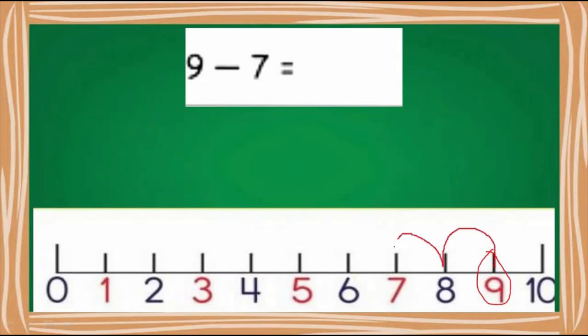1, 2, 3, 4, 5, 6, 7 and stop. Where do we reach? We reach number 2. So 9 minus 7 is equal to 2. Hope you understand all the topics we have learned today and your doubts become clear. Okay?